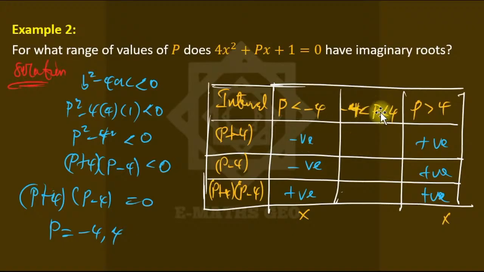So pick a number between -4 and 4, 0. 0 plus 4 is 4, so it's positive. 0 minus 4 is negative. Positive times negative is negative. So this is the answer. Therefore, the interval is now -4 less than P, and P is less than 4. That's the actual answer. So that's how we solve a quadratic inequality. So let's move to other.